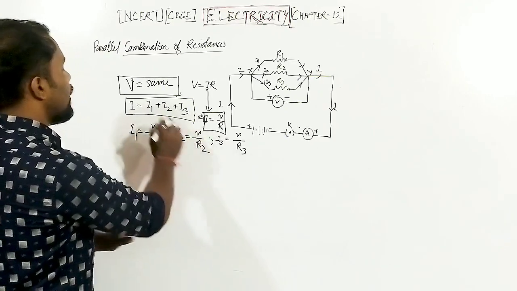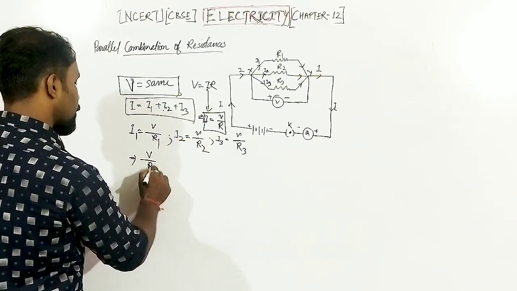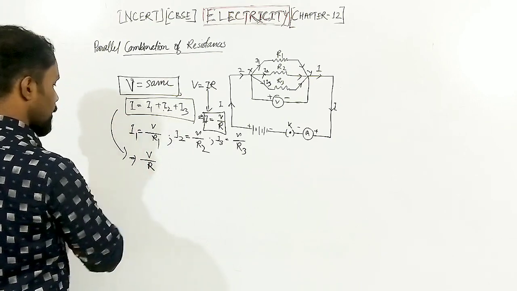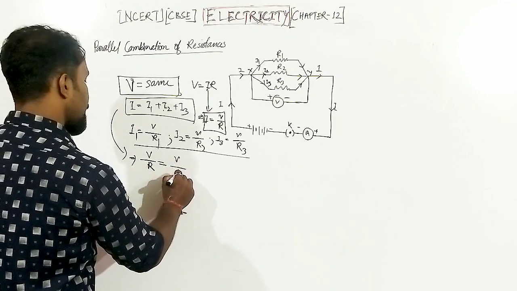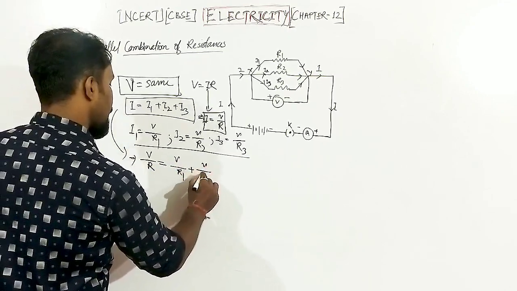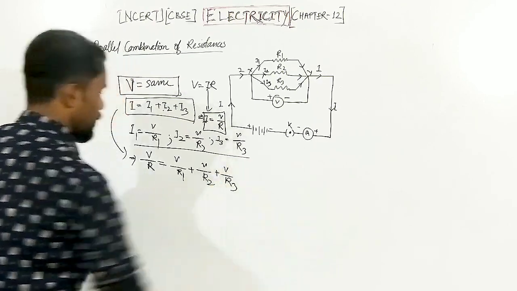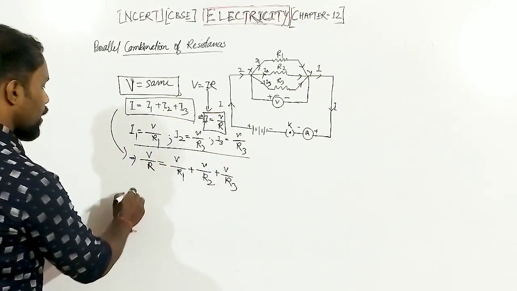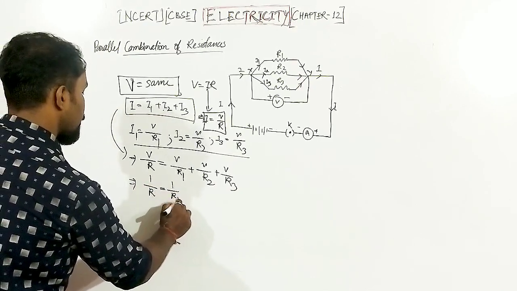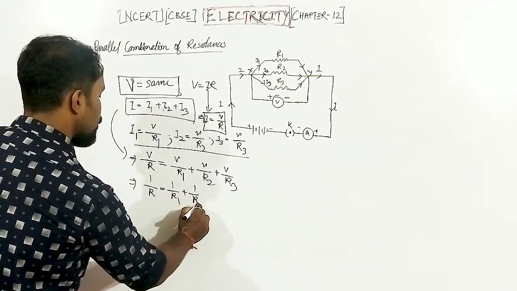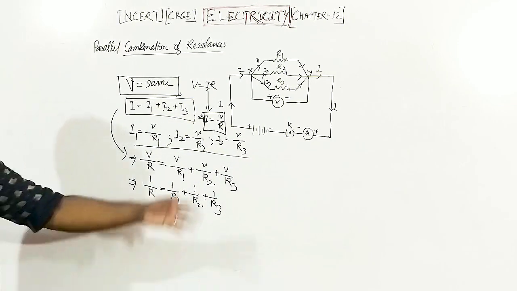You just put all the values here. So what is going to be there? I equal to V by R, you are going to get from this relation. So here you are going to get V by R1 plus V by R2 plus V by R3. When you solve, we are going to get 1 by R equal to 1 by R1 plus 1 by R2 plus 1 by R3. So this is the combination.